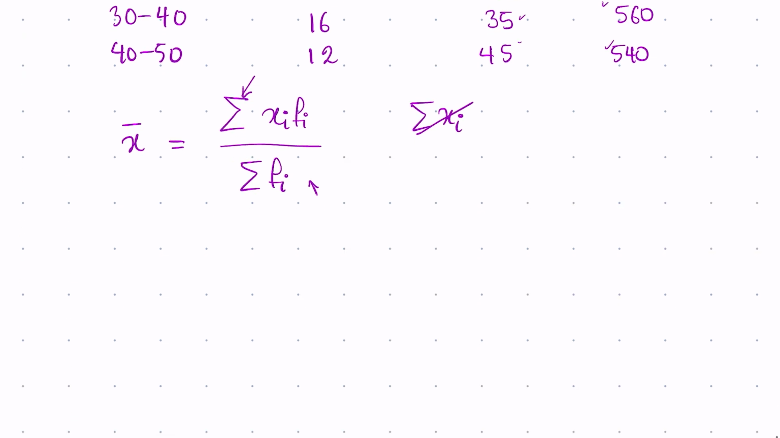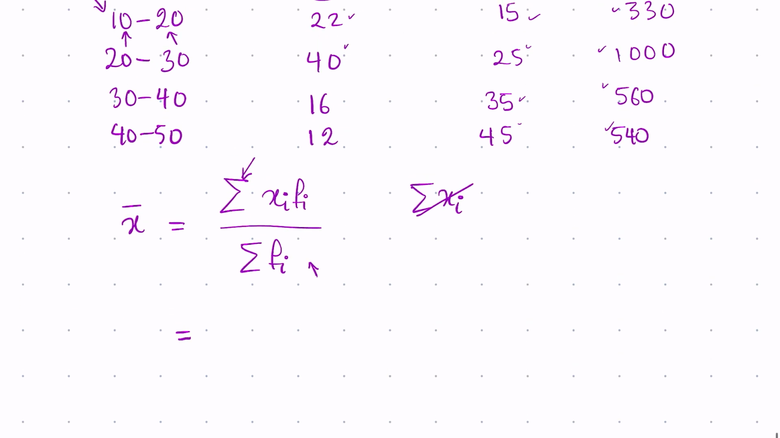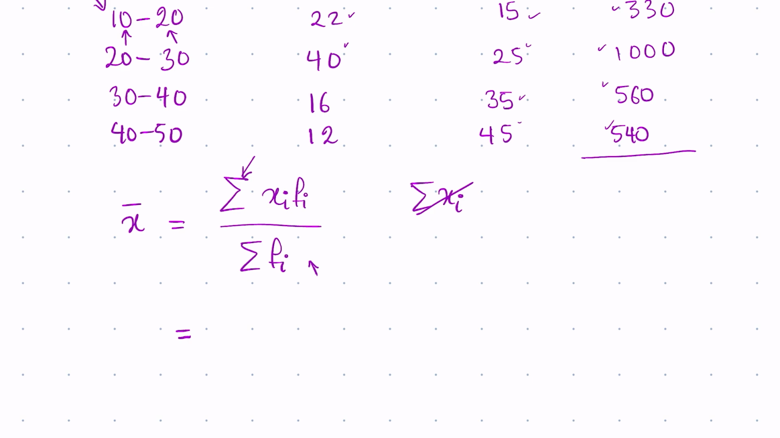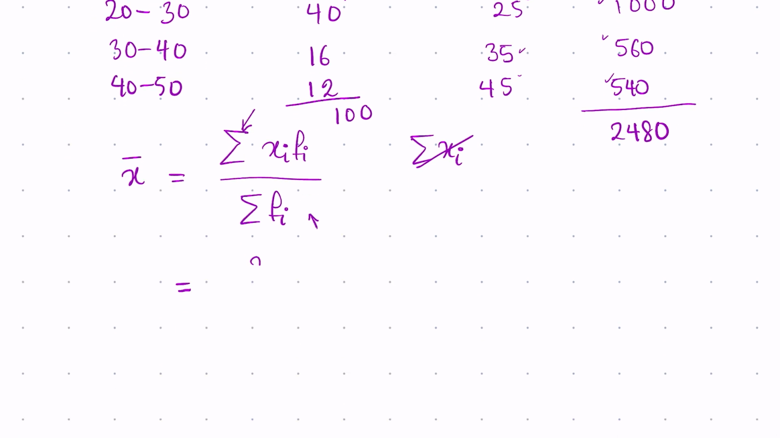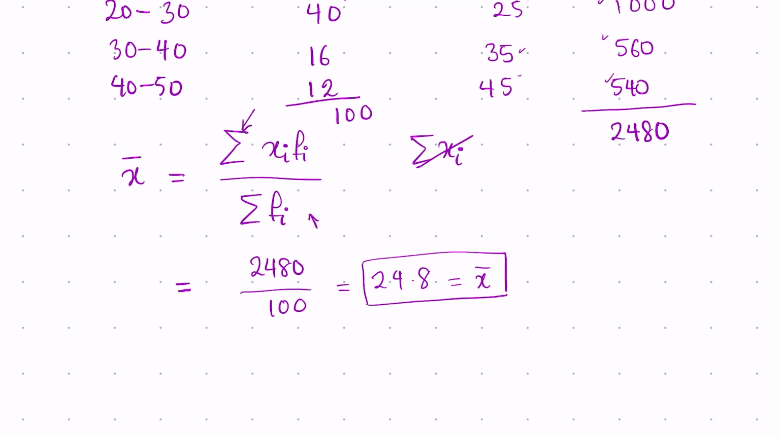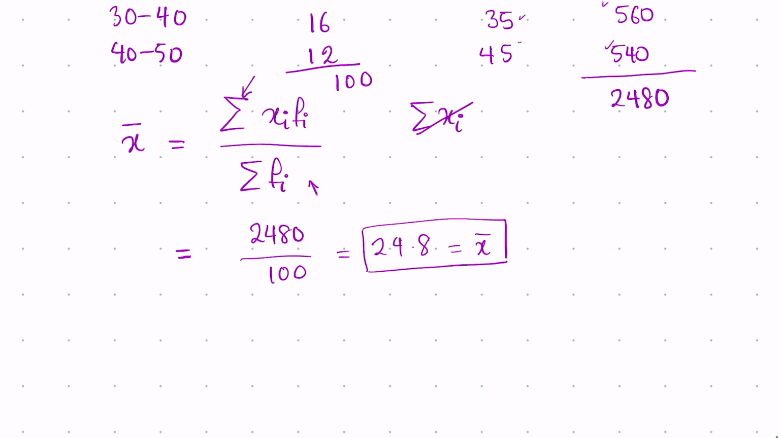So what is the sum of this whole thing? That is 2480. What about summation of this? That's 100. Therefore we plug in the values. So 2480 divided by 100, which is equal to 24.8. That's our mean. That's what we have to calculate. That's all. Fairly simple, isn't it?